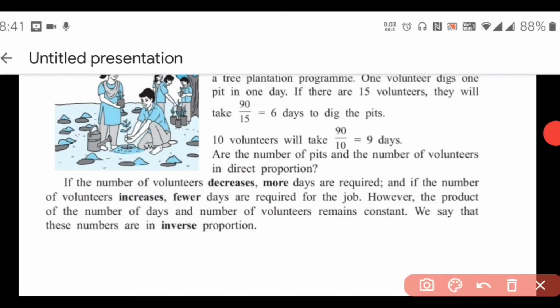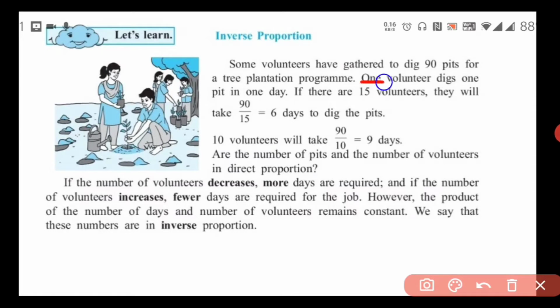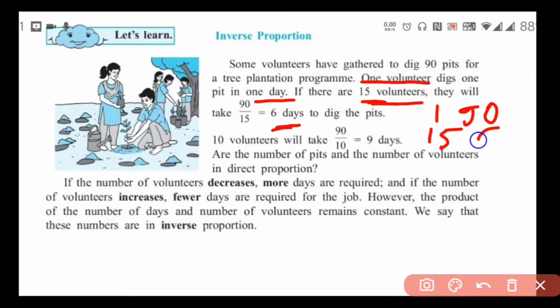Can we see here? In the beginning the number of volunteers is 1, he digs one pit in one day. So one volunteer will take 90 days to dig the pits. But when the volunteers are increasing, 15 volunteers will take 6 days to dig the pits. 10 volunteers will take 90 upon 10, 9 days. So 15 volunteers will take 6 days. If 10 volunteers are there, they will take 9 days. That means when the volunteers are increasing, the number of days to complete the work is decreasing.